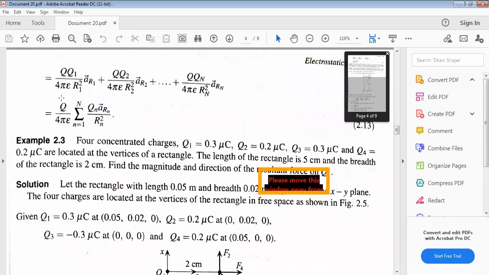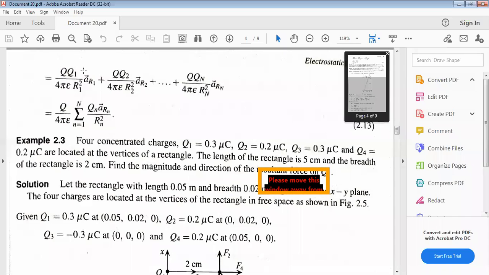Net force acts on that point charge q due to those individual charges q1, q2, q3 up to qn. Here I take q by 4 pi epsilon as common, and q1, q2, q3 is the variable, I mean the subscript is the variable, 1, 2, 3 up to n. That's why summation n equal to 1 to n of qn, where n varies over q1, q2, q3, q4.